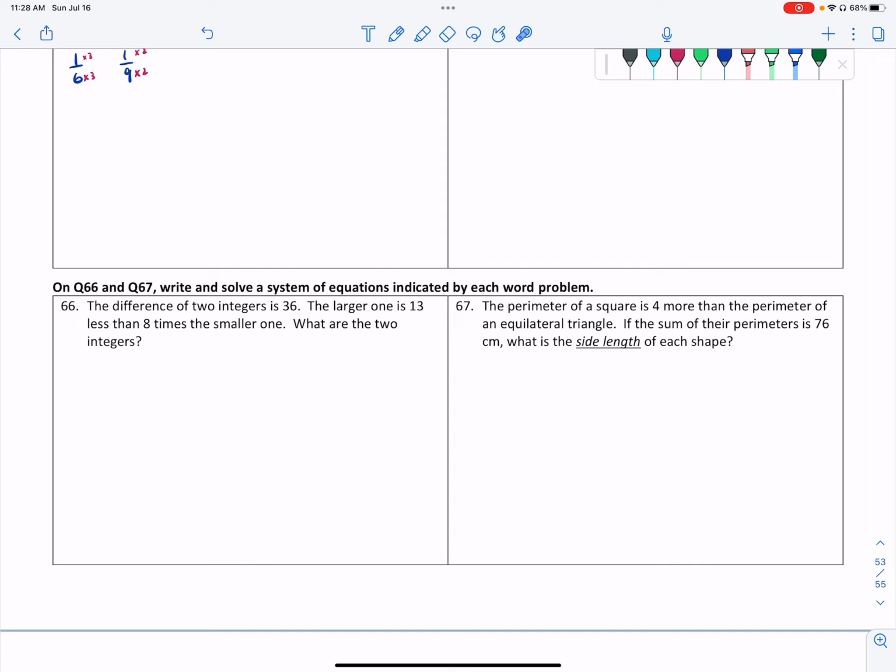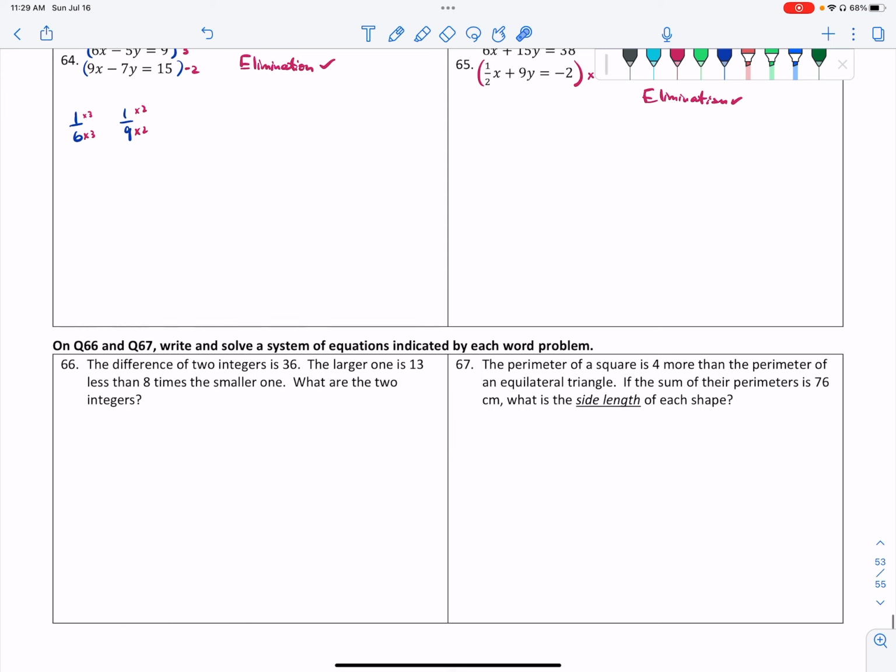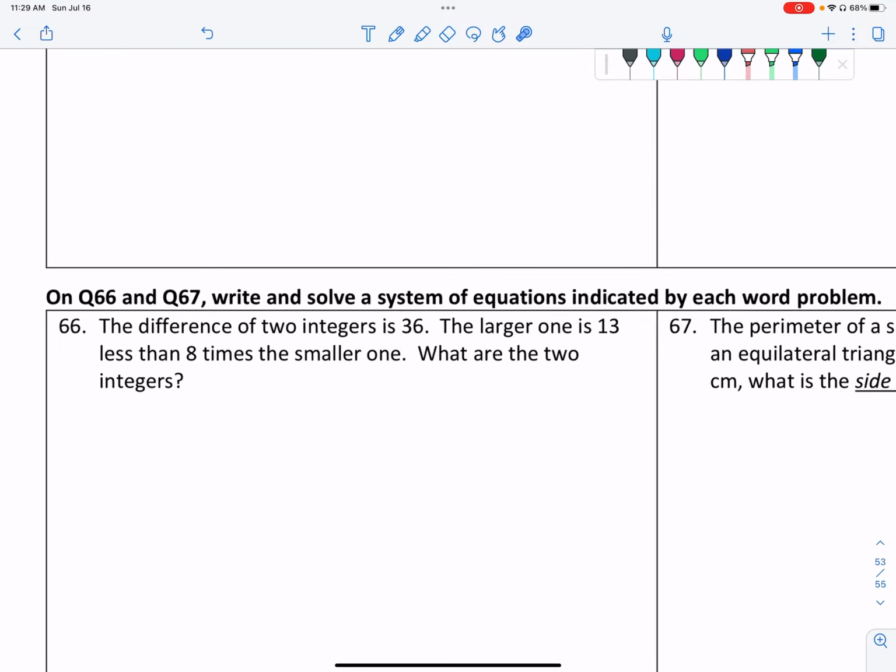So let's look at 66 and 67 because that's essentially what you have to do. These are systems of equations. However, they're not given to you explicitly. You have to make it yourself. So you need to define some variables and then make some equations and then pick a method to solve it. So let's look at 66.